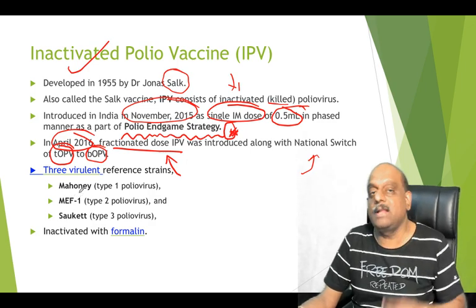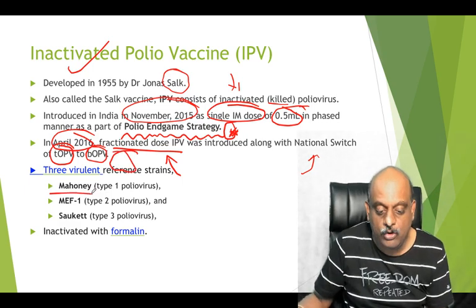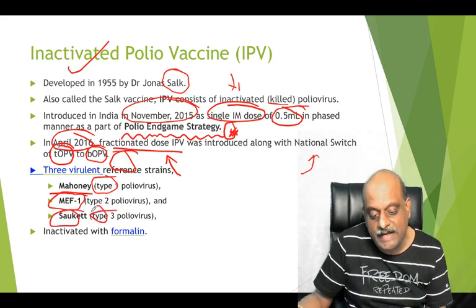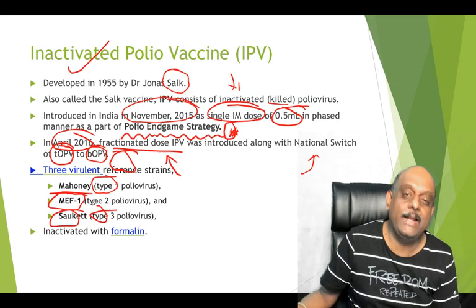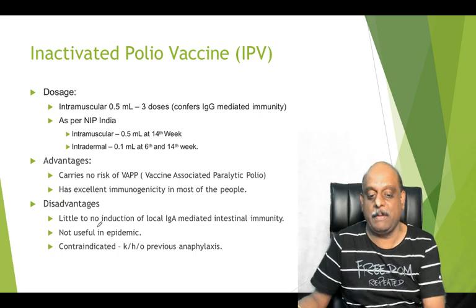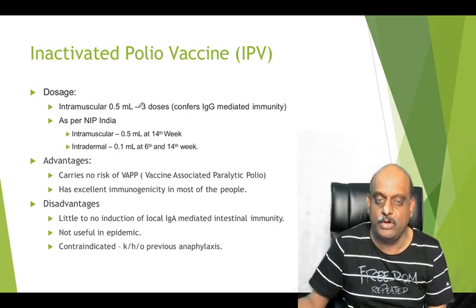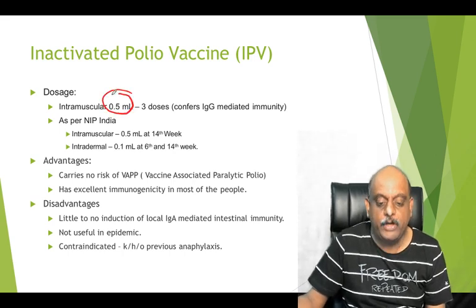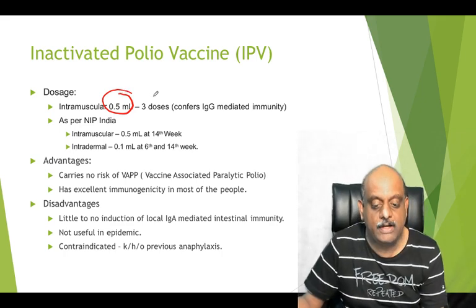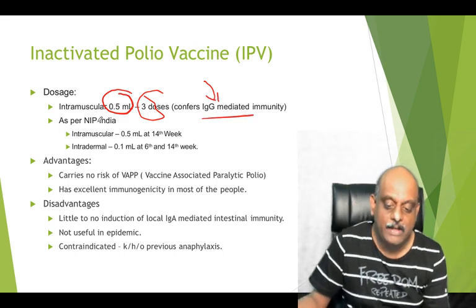Now, there are 3 virulent reference strains. Mahoney strain is type 1, MEF-1 is type 2, Saukett is type 3. And how do you inactivate an inactivated polio vaccine, doctor? Formalin is what you need to remember. A lot of single-liner MCQs are getting covered in this. Don't forget. How do you give inactivated polio vaccine? Intramuscular 0.5 ml, 3 doses confers IgG mediated immunity.